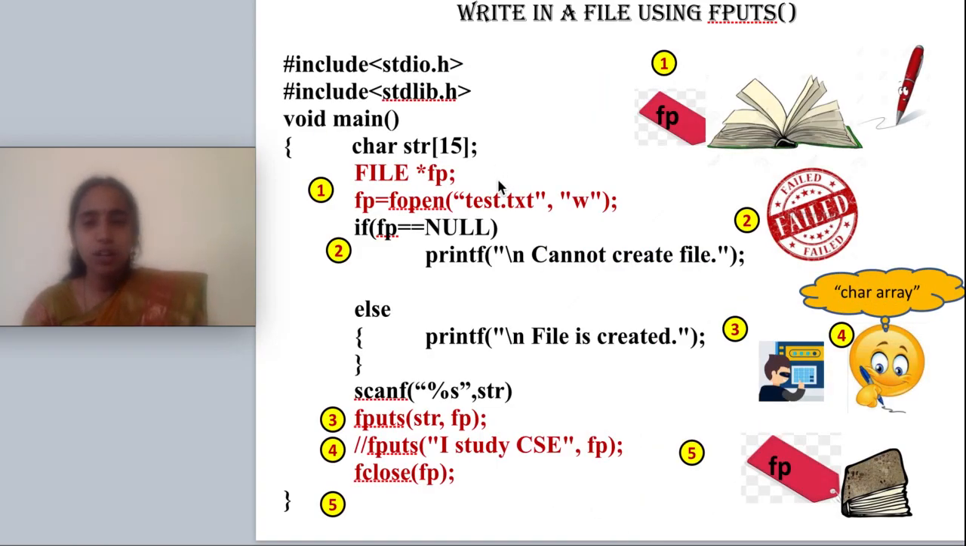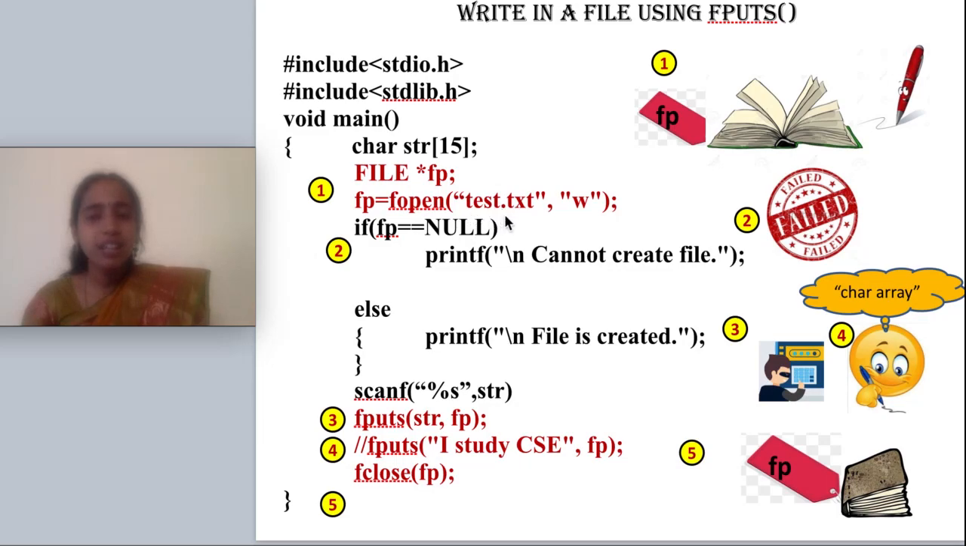So let us see the coding part. The first step is you have to open the file in write mode with the file pointer. So first I want to create a file pointer, or declare a file pointer. FILE *fp. I have created a file pointer.